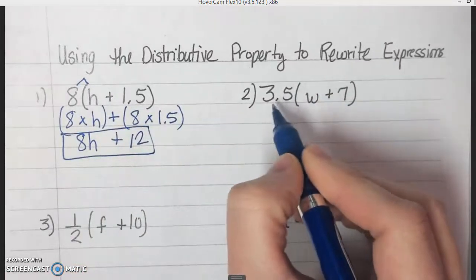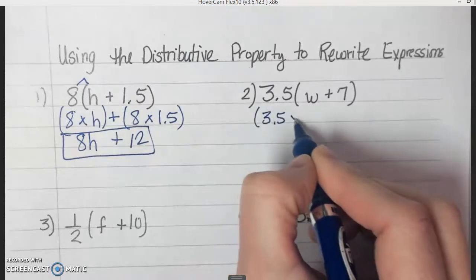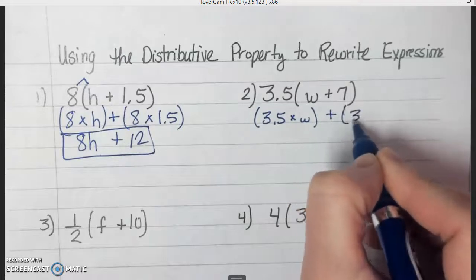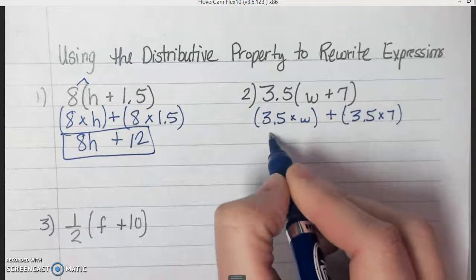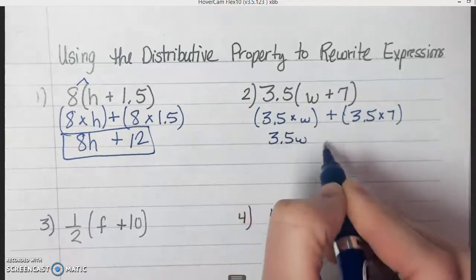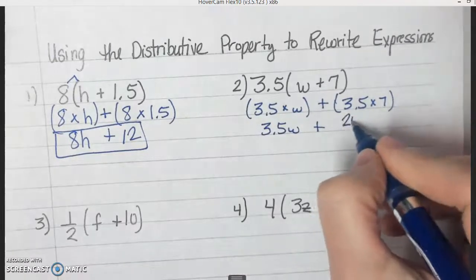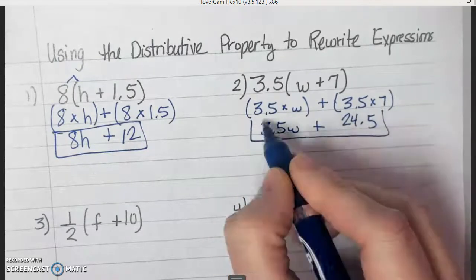So here we have another one. So here I've got 3.5 times w plus 3.5 times 7. So 3.5 times w is 3.5w plus 3.5 times 7 is 24.5. So I've rewritten using the distributive property.